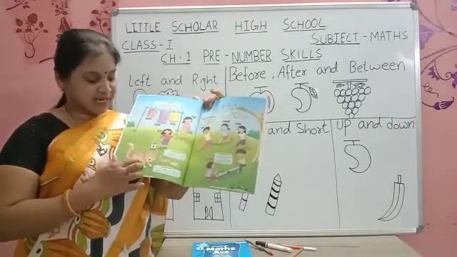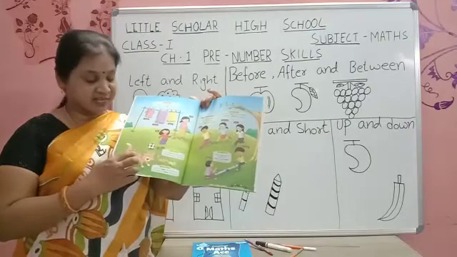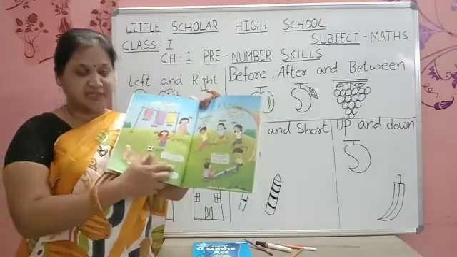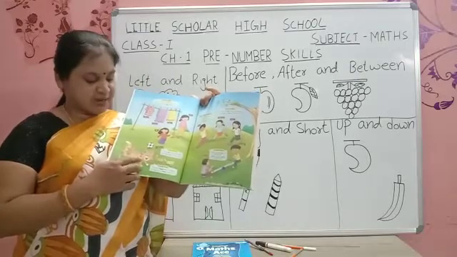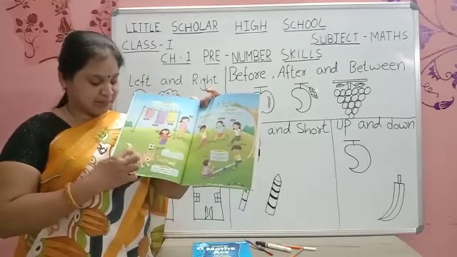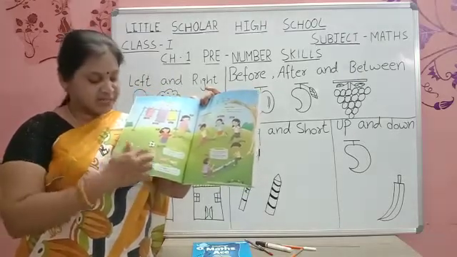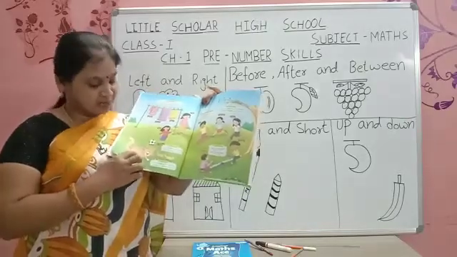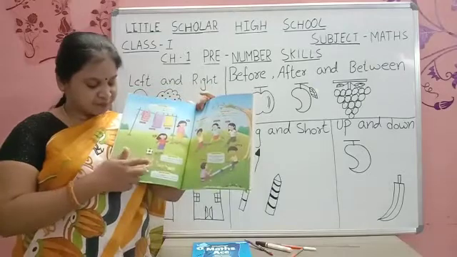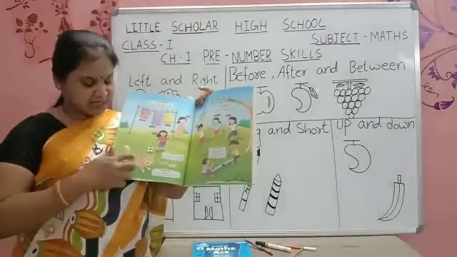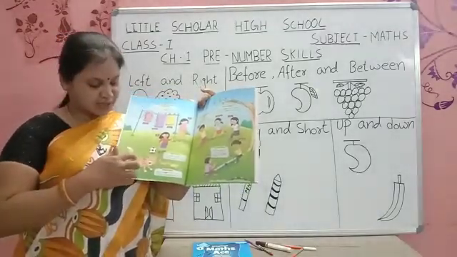So we can see a cat, and how many kittens are there here, children? Three kittens are there. So which one is big? Yes, mummy cat is big. Babies are small. Kittens are small. The cat is bigger than the kitten. Kitten is sitting on the cat.